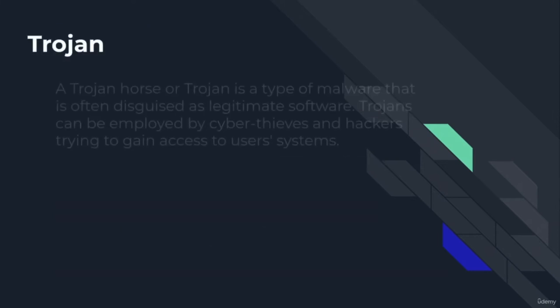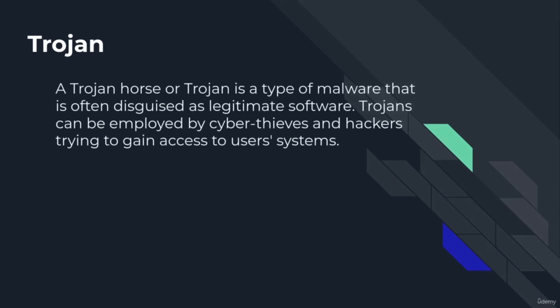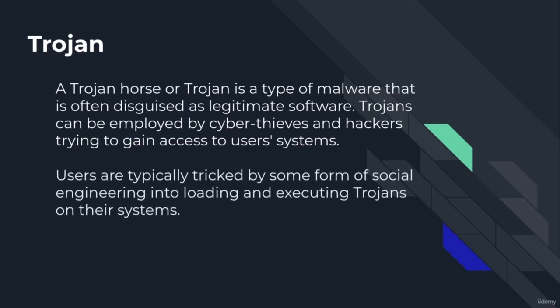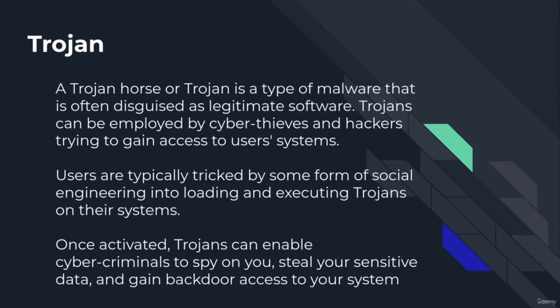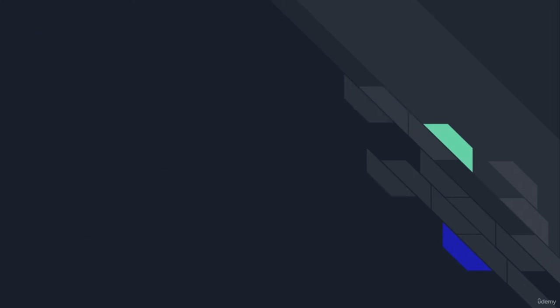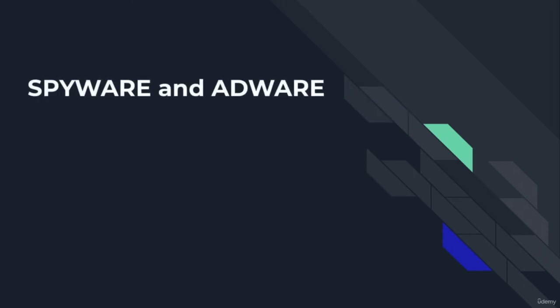Now we have the Trojan. The Trojan horse, or the Trojan, is a type of malware that is often disguised as legitimate software. Trojans can be employed by cyber thieves and hackers trying to gain access to users' systems. Users are typically tricked by some form of social engineering into loading and executing Trojans on their systems. Once activated, Trojans can enable cyber criminals to spy on you, steal your sensitive data, and gain backdoor access to your system.